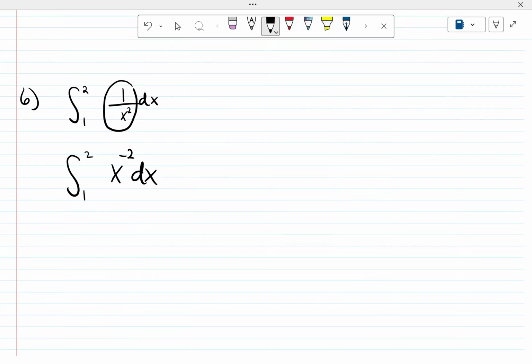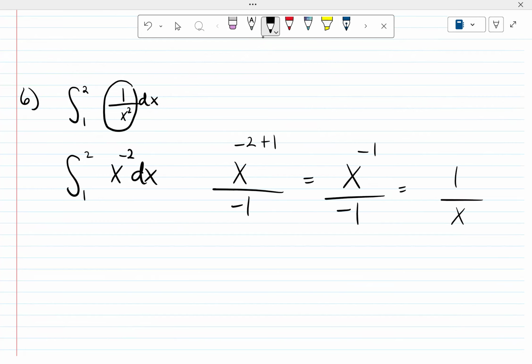And then just take your integration rule. So what's the integral of x to the negative 2? It's basically the whole power plus 1 divided by that power. So negative 2 plus 1 is negative 1. So that's going to be x to the negative 1 over negative 1. x to the negative 1 is 1 over x, right? So the integral of x to the negative 2 is negative 1 over x.